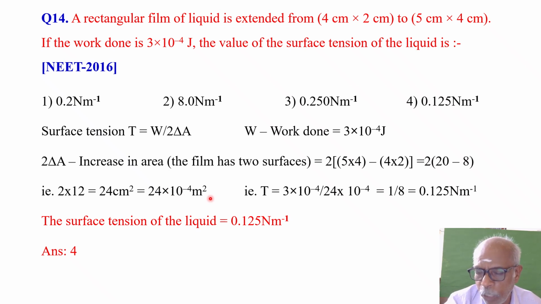Now you substitute the values in this equation. T is equal to W, 3 into 10 power minus 4, divided by 2A, which is 24 into 10 power minus 4. 10 power minus 4 in the numerator and 10 power minus 4 in the denominator will get cancelled. What is 3 by 24? 1 into 3 is 3, 8 into 3 is 24. So it is 1 by 8. What is 1 by 8? It is 0.125 Newton meter power minus 1.